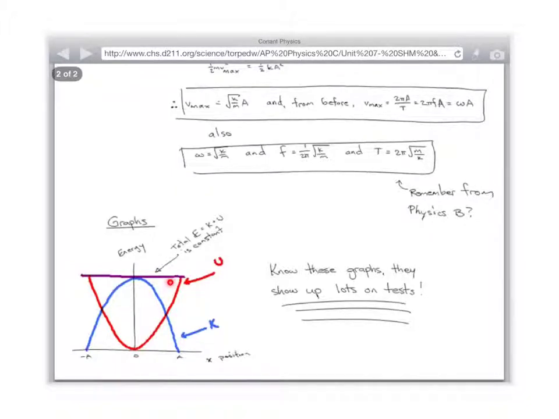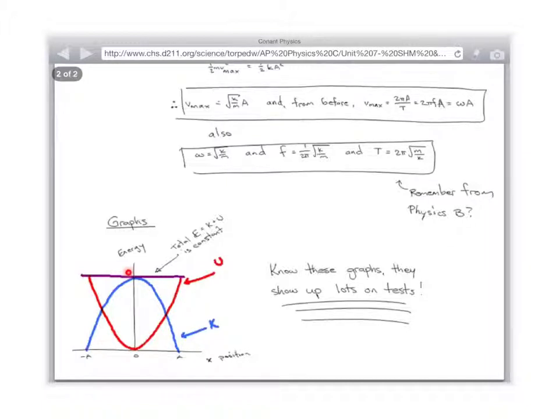Now, if total energy is a constant, what should the kinetic energy graph be? 1 minus that, which is an upside down parabola, right? So when's kinetic energy at maximum? 0. When's kinetic energy at 0? At maximum amplitude.